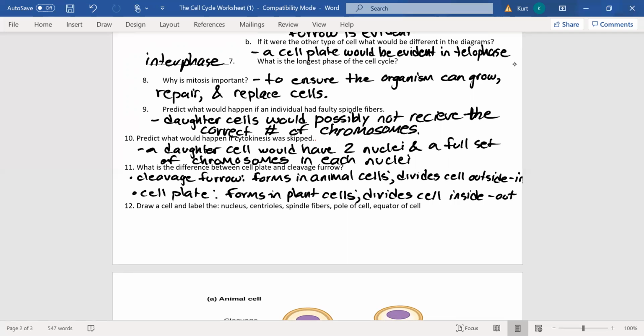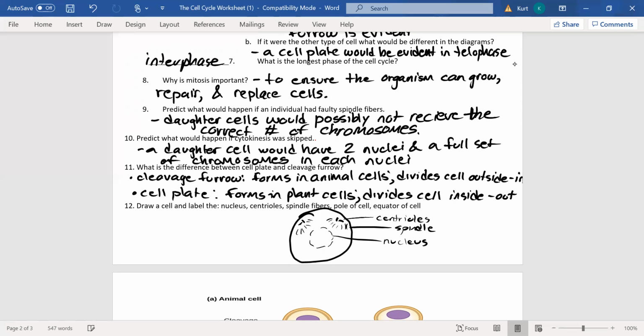Number 12, draw a cell and label the nucleus, centrioles, spindle fibers, pole of cell, and equator of cell. To me, this sounds like it's really describing prophase, so I'm just going to do as it asks. I am going to draw the nucleus, but I'm drawing it looking a little fragmented, which is what happens during prophase. Here's one pair of centrioles, here's another pair of centrioles on the other side. And coming from the centrioles, the spindle fiber looks to be forming.